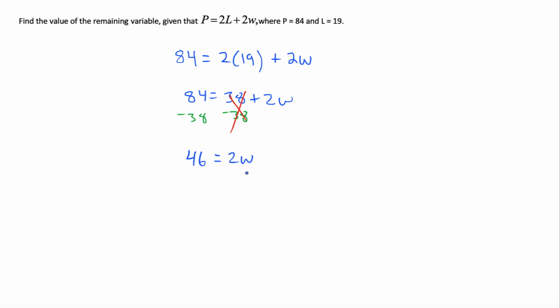Then what is the last step here going to be? The last step is to divide both sides by 2. When we divide both sides by 2, 2 divided by 2 equals 1, so that cancels out. Notice what we're left with: W. On the left side, we have 46 divided by 2, which is 23. So what have we done here? Given the perimeter and the length of this rectangle, we have solved for the width.